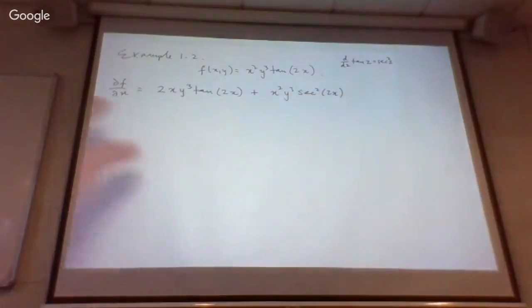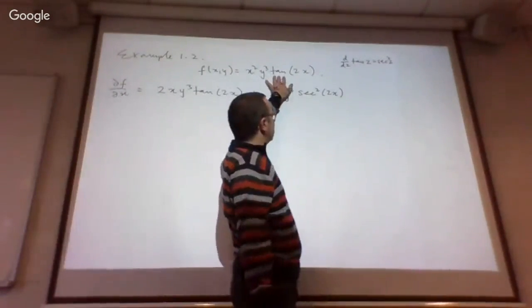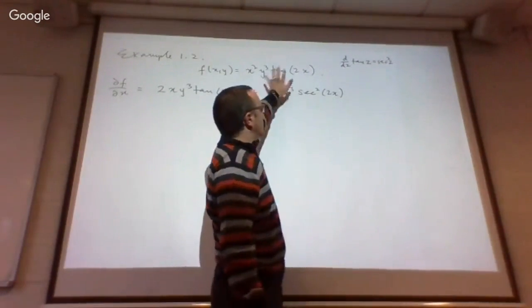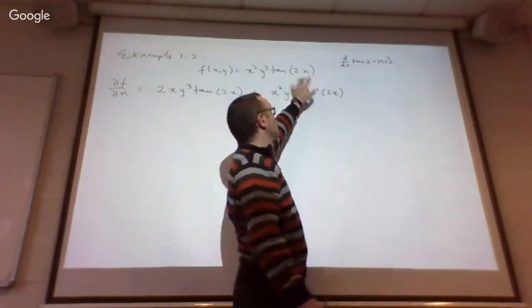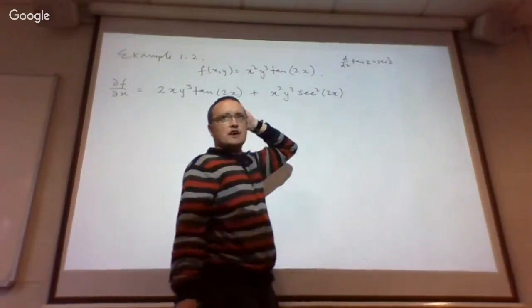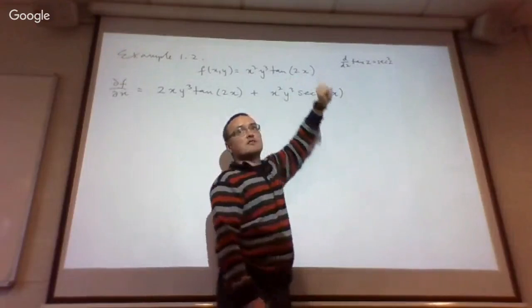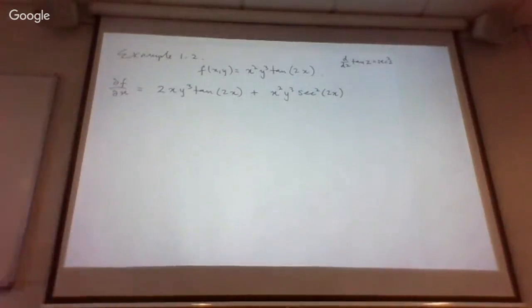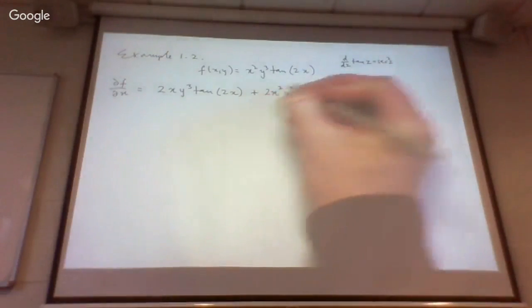But of course, we need to employ the chain rule as well here, because we're differentiating the tangent of 2x. So it's going to be sec squared of 2x, but multiplied by the derivative of the inner function of x. And that's a non-trivial inner function of x there. So we need to multiply it by the derivative of it, and the derivative of 2x is 2. So we get an extra factor of 2 out there in front.